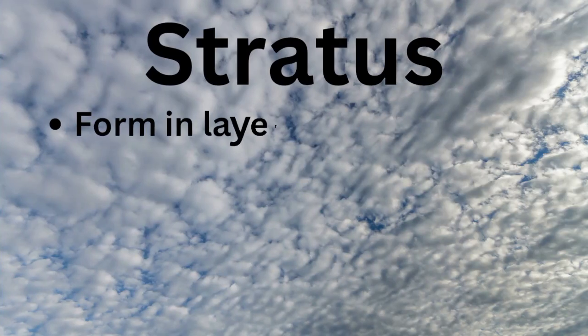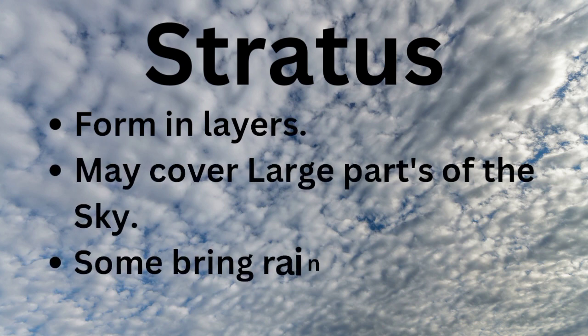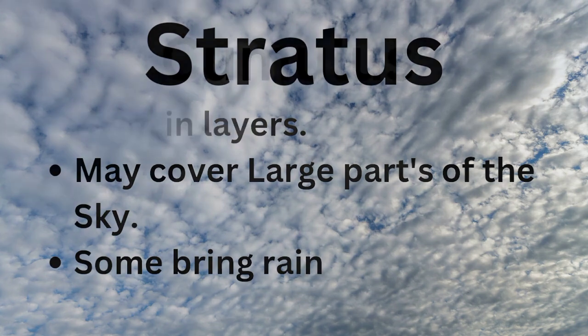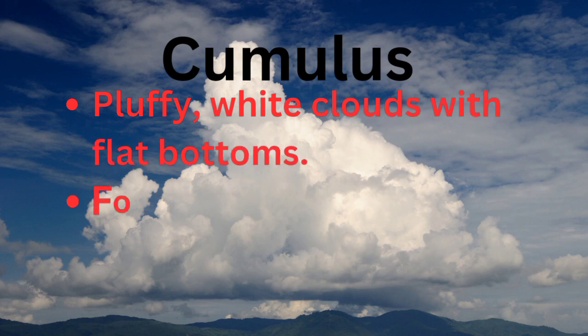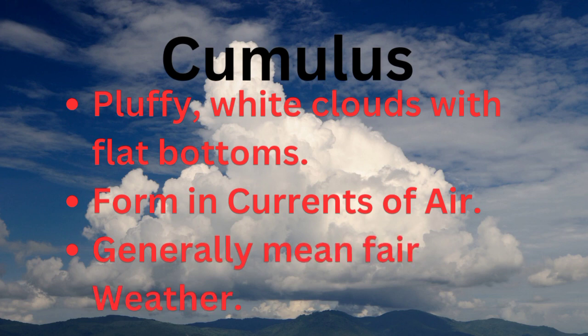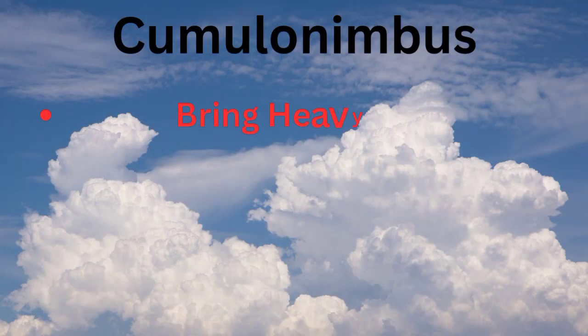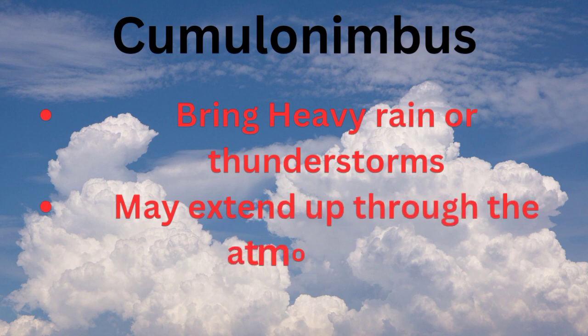Stratus is formed in layers, may cover large parts of the sky, and some may bring rain. Cumulus is a fluffy white cloud with a flat bottom, forms in currents of air, and generally means fair weather. Cumulonimbus brings heavy rain or thunderstorms. It may extend up through the atmosphere.